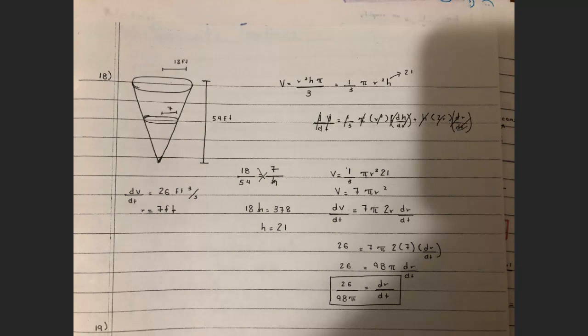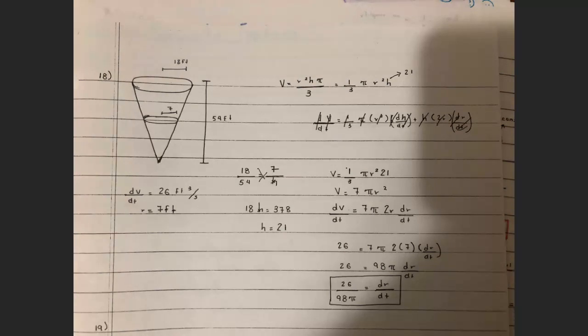Yeah. Okay, so this is also another one of the related rates problems. They give you a cone with a radius of 18 and a height of 54, and it's being filled with water at the rate of 26 feet cubed per second, and you have to find the rate of change for the radius of the surface when the radius of the surface of the water is 7 feet. And they give you the volume equation, which is r squared h pi over 3.